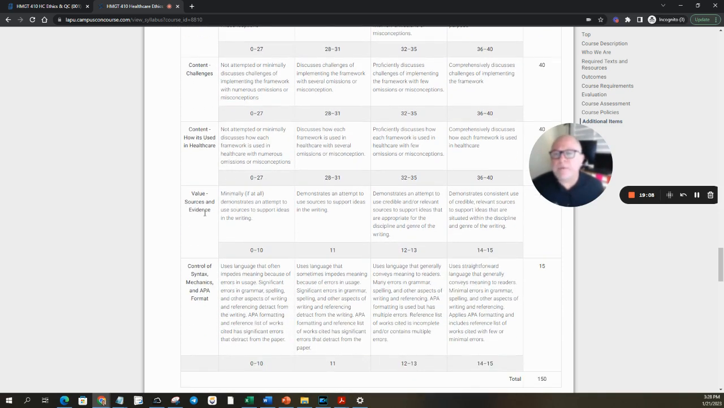And then after that is sources and evidence. So demonstrate consistent use of credible, relevant sources to support ideas that are situated within the discipline of the genre you're writing, okay? And then control and syntax, mechanics, and APA formatting. Uses straightforward language and generally conveys meaning to readers, minimal errors in grammar, spelling, and other aspects of writing and reference. And then lastly here, applies APA formatting and includes reference list of works cited with a few minimal errors. Again, watch my video. You shouldn't have any issues on APA formatting, okay?